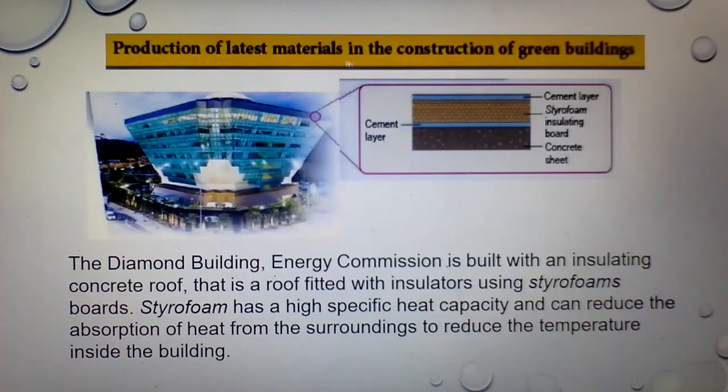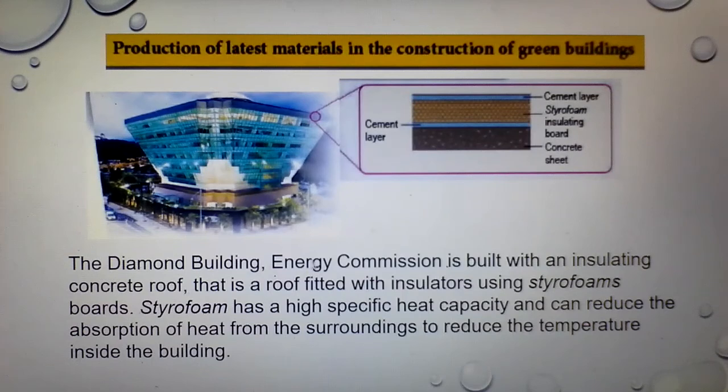Okay, production of lattice material and the construction of green buildings. What are green buildings? Not the green color buildings. A green building is a building that applies smart energy use. They can save energy and prevent energy from being lost. So it means efficiency in energy usage.